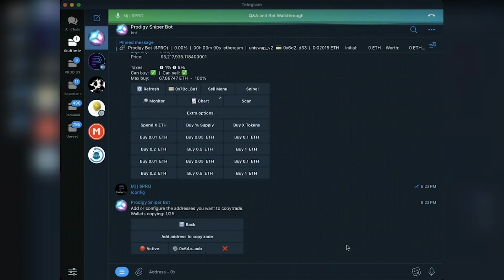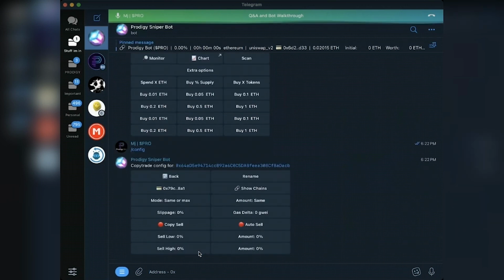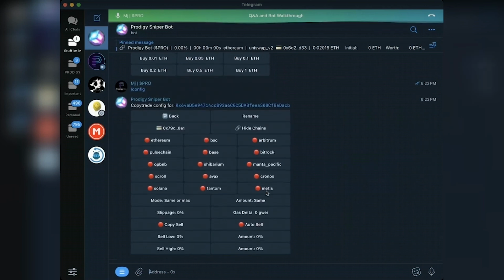So you add an address. This address will work across all EVM chains. Obviously, since it's an EVM address, it's not a Solana address, which we'll get to Solana soon. Show chains. This is where you can select which chains you want that address to copy trade on. As you can see, all the chains that we support are here. Once you turn one on, it will copy trade on that chain, or Ethereum, or whatever you want. Because people use the same wallet on MetaMask to do all of these chains, so you want to be able to copy trade all of them.